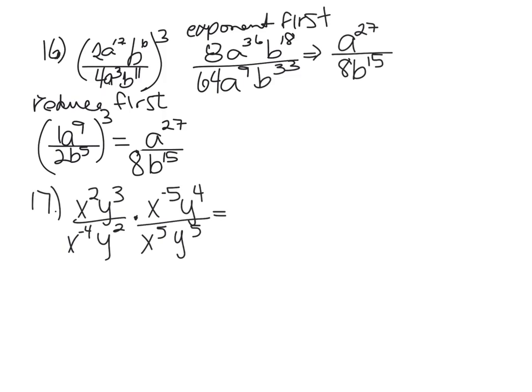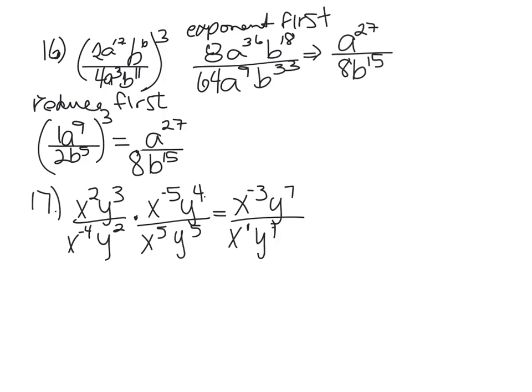So x squared times x to the negative 5 is going to be x to the negative 3. I'm going to leave the negatives for now. And then y cubed times y to the 4th is y to the 7th. And then on the denominator, I have x to the negative 4 and x to the 5th. So that's x to the 1. I don't need to write the 1 if I don't want. And then we have y squared times y to the 5th, y to the 7th again.